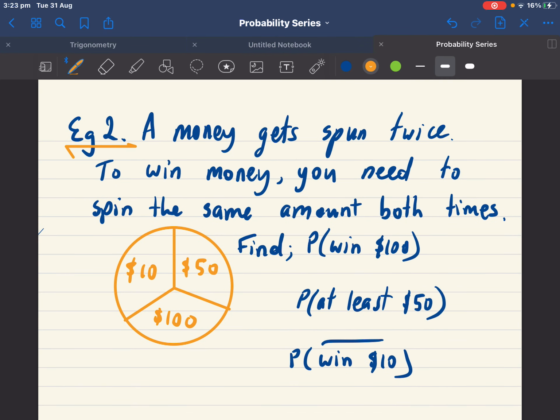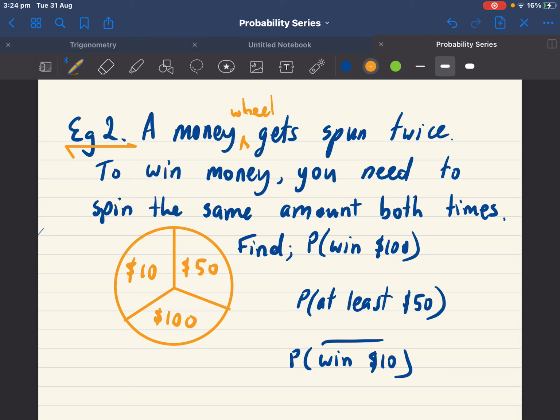All right, example 2. So in this case, we've got a money wheel. It gets spun twice. To win money, you need to spin the same amount both times, right? So you go up, you spin, oh, this is easy, $10, $50, $100, let's spin it. Okay, that's cool, you got an amount, you haven't won anything yet. You got to spin that wheel a second time, and you have to get that same amount again to actually win the money, right? So in this particular case, we've got some probabilities we're going to find.